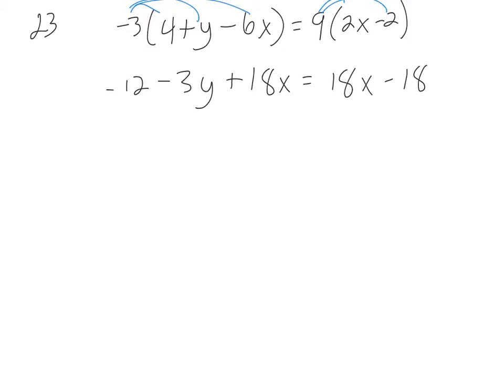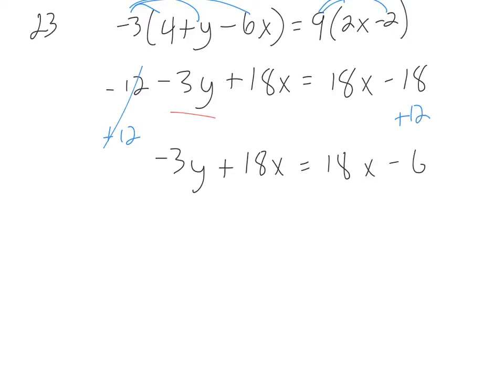Okay, now again we're trying to get this y all alone. So let's move everything else out. So how do you get rid of that negative 12? You're going to add 12 to both sides. So those cancel. You're left with negative 3y plus 18x equals 18x minus 6.